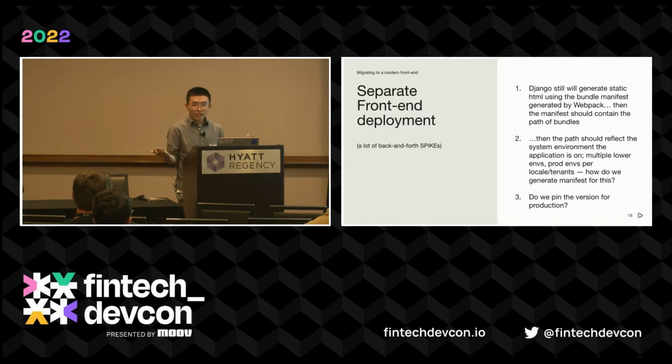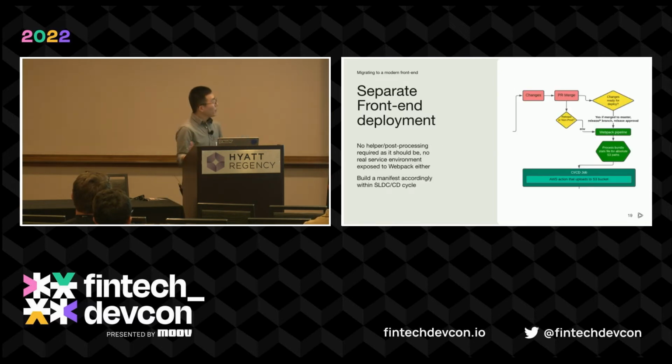Then the bundle manifest generated by Webpack should contain the path of the bundles correctly, which connects to the next one. The path where the file is stored should reflect the service environment the application is running on. We're talking about an enterprise fintech dashboard product. It has multiple lower environments, multiple QA environments, and we even have multiple production environments per locale, per tenant. How do we generate a manifest that covers all of this? Do we want to pin the version for production when Django is going to serve it? How are we going to handle the rollback?